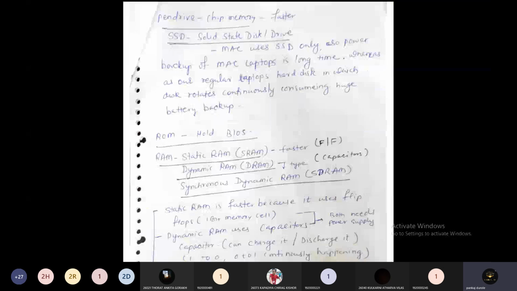But it is super expensive also, and because of that, the Mac systems are expensive as compared to our regular laptops. iPhones are expensive as compared to your MI Samsung phones, right? So Mac uses SSD only, as the power backup of a Mac laptop is very long, whereas in our regular laptops' hard disk, the disk rotates continuously, consuming huge battery backup, right? What does ROM do? It holds the BIOS, right?